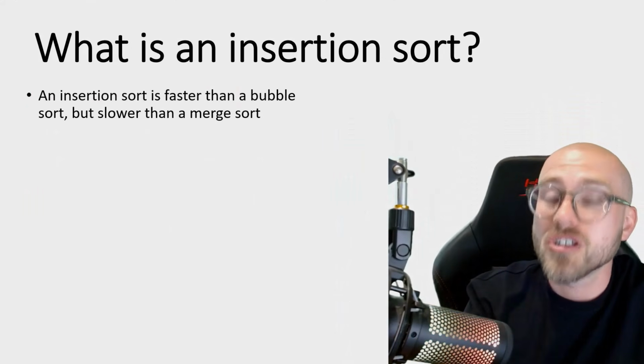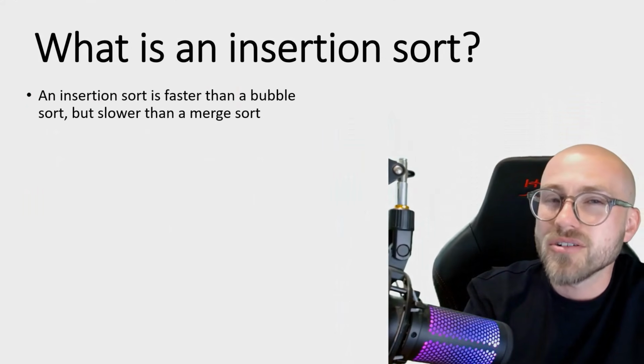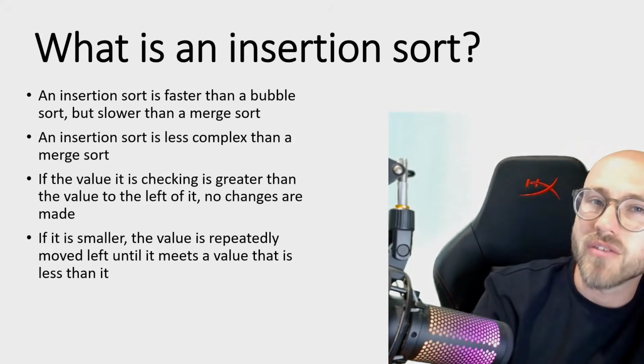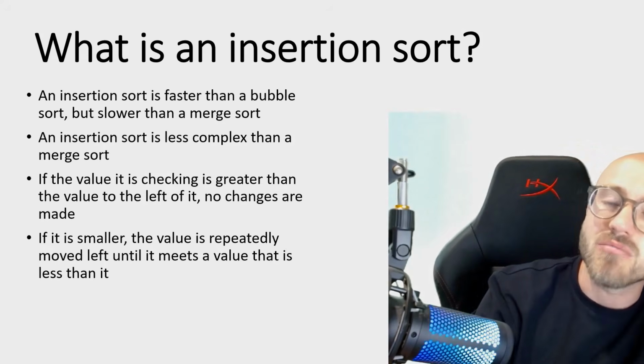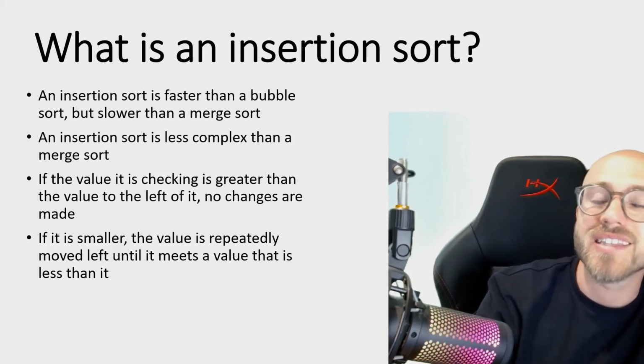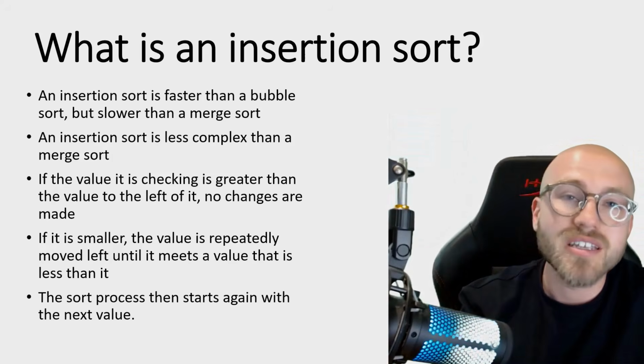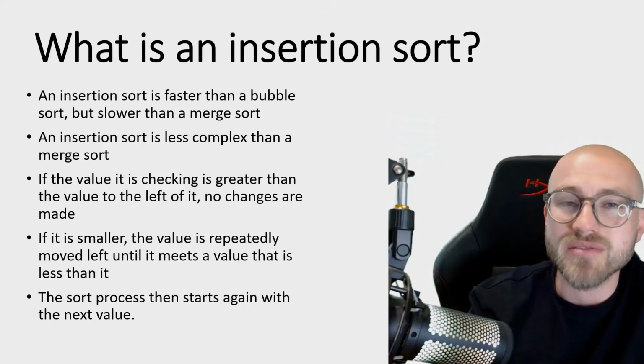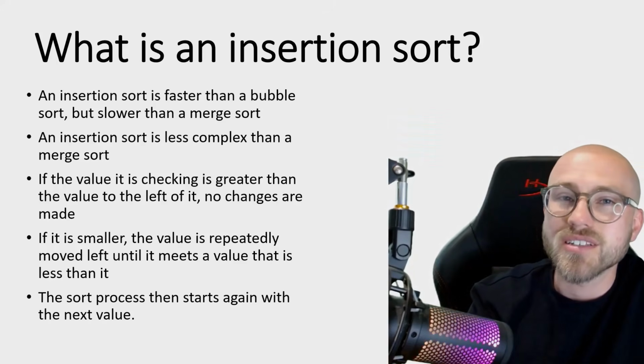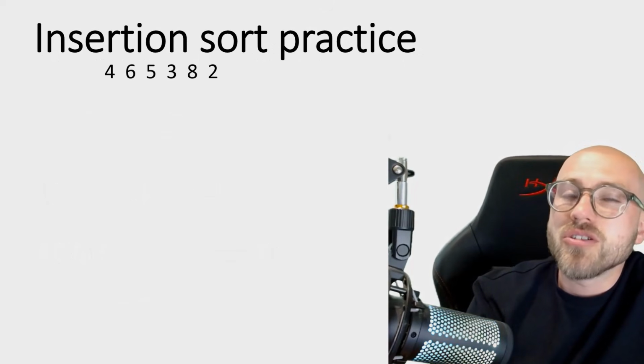Finally, we're going to have a look at what is called the insertion sort. So it is faster than a bubble sort, because most of them are, but it's slower than the merge sort. If the value that we're checking is smaller than the value that we are looking at, it will keep moving left until it meets a value that is less than it. Once it's in place, we will keep doing that with the next piece of data until all the data is sorted. So to begin with, we've got our data which is unsorted.